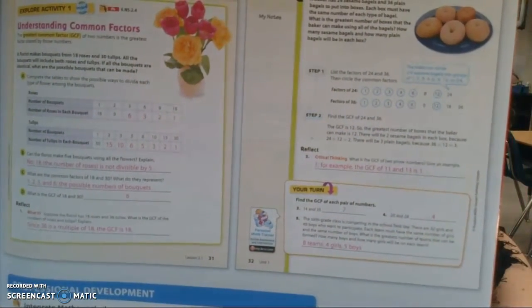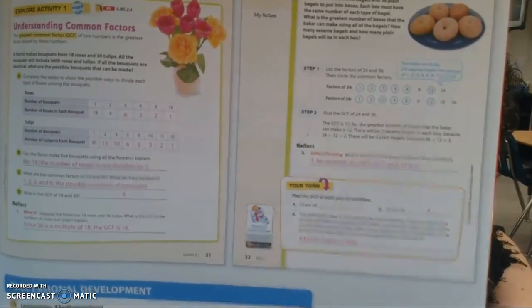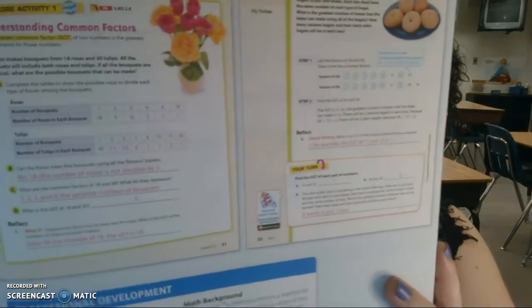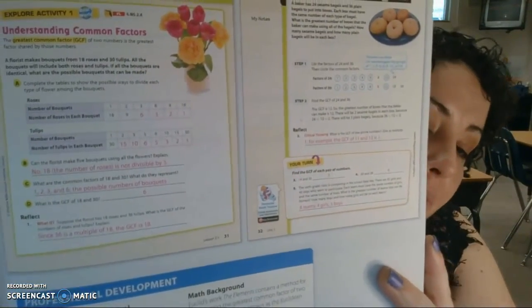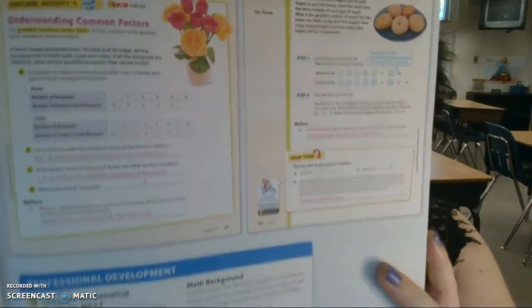Down at the bottom it says, suppose that the florist had 18 roses and 36 tulips. Let me double check that. Yep, 36 tulips. Would that change the answer? It would now be that since 36 is a multiple of 18, the greatest common factor would be 18. Let's take a look at the other side.